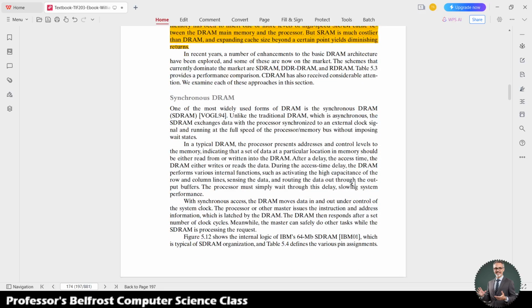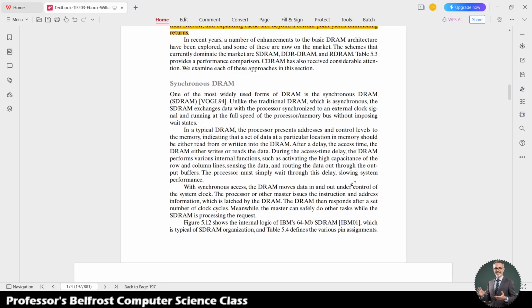So actually, there have been a number of enhancements to the basic DRAM in recent years. The schemes are SDRAM, DDR DRAM, and RDRAM. Let's discuss these for today's lesson. The first one is SDRAM, or synchronous DRAM. Unlike the traditional DRAM, which is asynchronous, SDRAM sends data with the processor synchronized to an external clock signal.